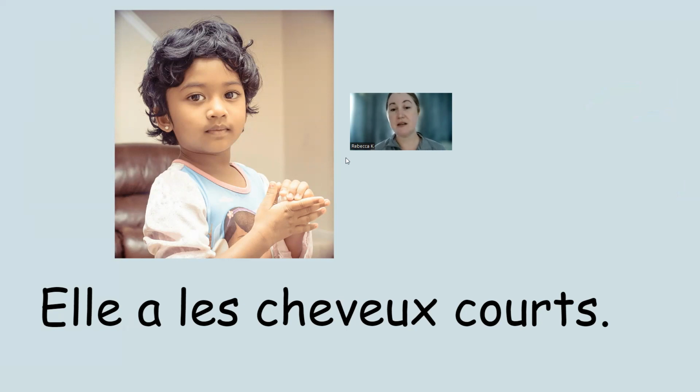Is this person a girl or a boy? Can you tell by the sentence? The first word is elle. It means she. Elle a. She has. This is third person. She has. And the verb is avoir. Avoir means to have. Elle a les cheveux courts.